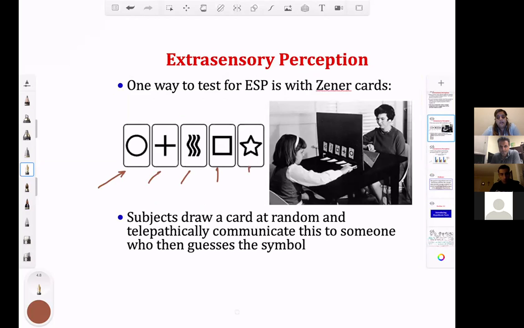Steven, are you following me? Yes. The subject draws a card at random and telepathically communicates it to someone who then guesses the symbol. For example, I pick one, and you look at my eyes, or you just try to read my mind and see which card I picked. That would be extrasensory. It sounds like magic. So you don't believe it. Good.